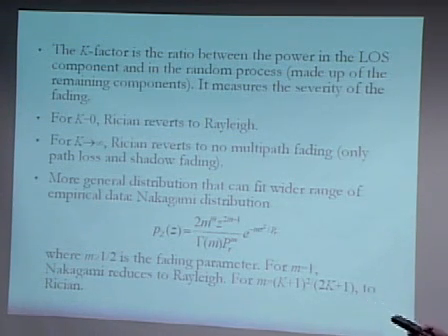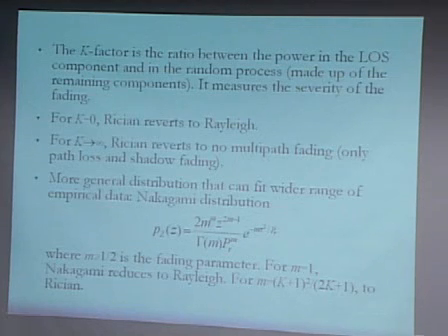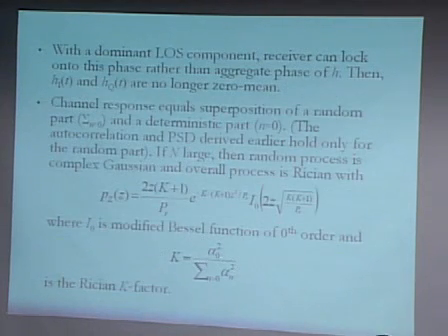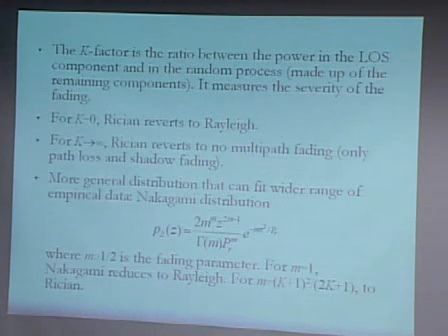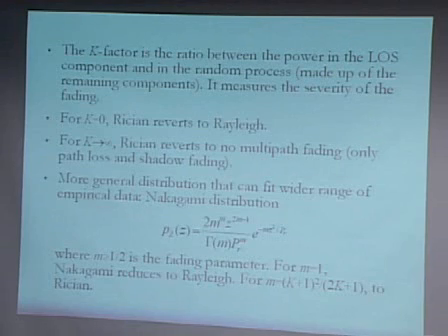So let's look at some extremes, okay? If k is 0, right? Let's go back here. If k is 0, it means that alpha 0 is 0. So it means there is no line of sight. Okay? So if there's no line of sight, we just have Rayleigh fading. Okay? So in the case that k is equal to 0, the Ricean distribution becomes the Rayleigh distribution.